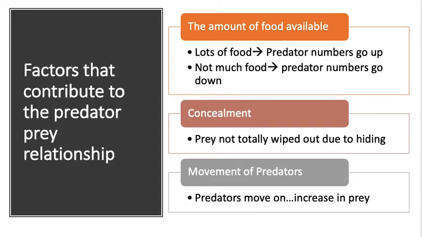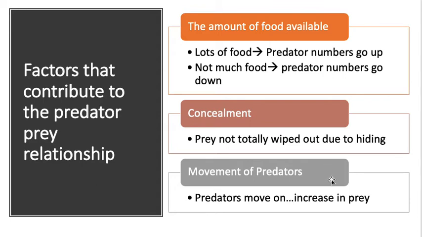Now, factors that might influence this predator-prey relationship, this population dynamics that we see between the predator and the prey in that lovely graph. Well, first of all, the amount of food available. If there's lots of food, the predator numbers go up. If there isn't much food, as in if the prey are nearly all gone, the predator numbers go down. Concealment, which I think I mentioned: the prey never get totally wiped out because when their population is low enough, they can actually hide out easier from the ladybirds.